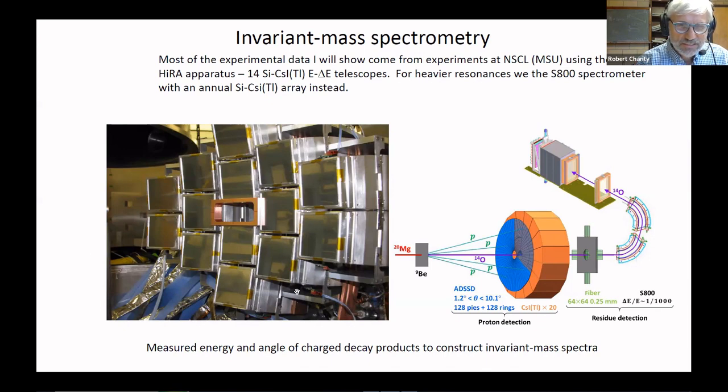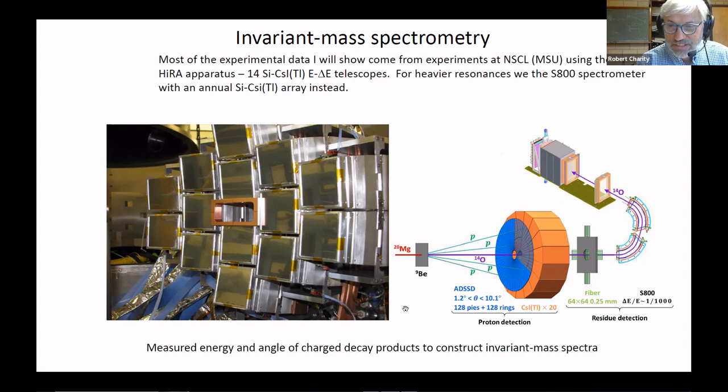And this device I'm showing is HiRA, where most of the data I'm showing you comes from. So for invariant mass, of course, you need to detect all the decay products, and we're looking at up to 6 decay products in some cases. And so you need the angle. These are silicon strip detectors to give the angles of the particles, silicon and cesium iodide to get PID, and the cesium iodide gives us the energy.